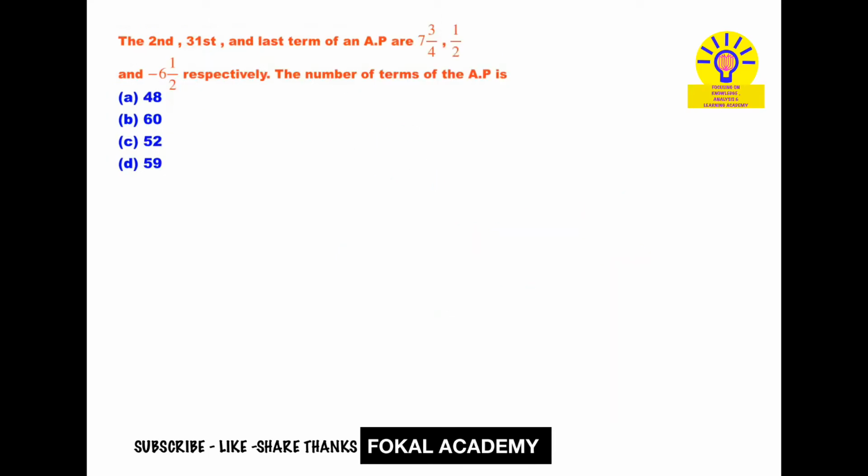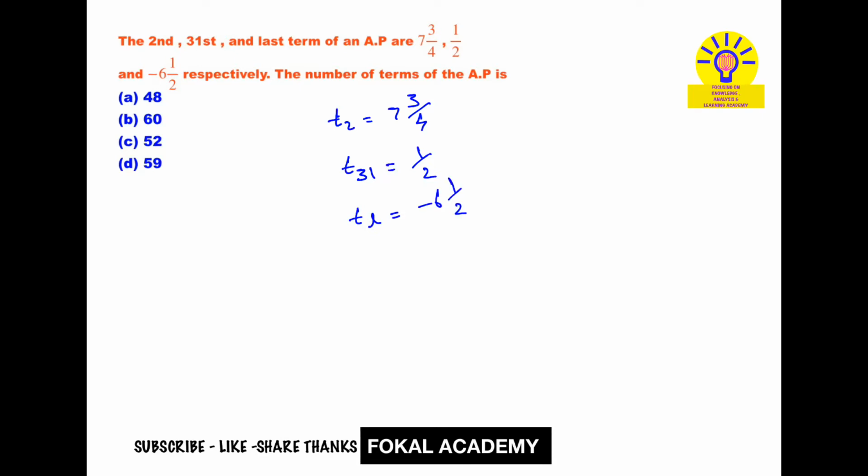Next problem. See here, the second, 31st and last terms of a certain AP series are given as 7 3 by 4, 1 by 2 and minus 6 1 by 2 respectively. Then how many terms are there in the given AP series? This is the question. In this, the last term is minus 6 1 by 2. Mathematically we can represent it: T2 is equal to 7 3 by 4, T31 is equal to 1 by 2, and the last term is minus 6 1 by 2.